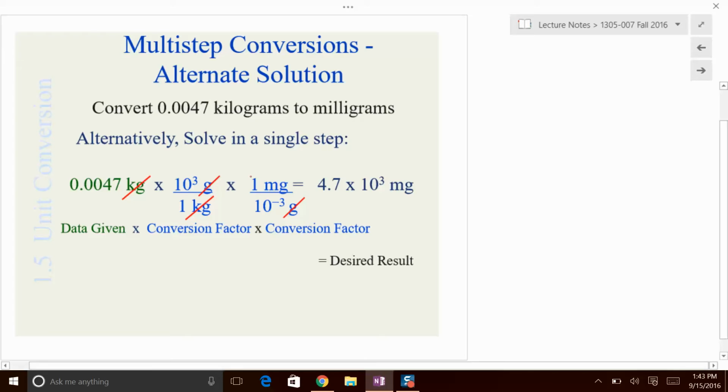And once again, you could just use the 1,000 milligrams to 1 gram here, if that makes more sense to you. Don't use the 1 milligram to 10 to the negative 3 grams, because maybe you're like, I don't understand that, Mr. Crandall, it doesn't make sense in my head. Okay, then don't use it. Use the 1,000 milligrams to 1 gram. Either way, you're going to get the exact same answer. It doesn't matter which way you do that.